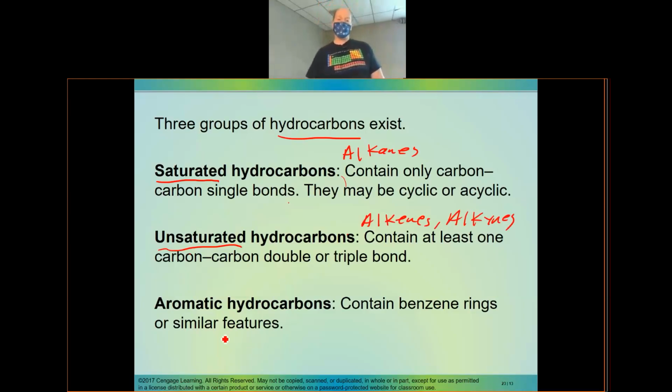Now we have a special type of hydrocarbon called an aromatic hydrocarbon. And an aromatic hydrocarbon contains a benzene ring. So you need to know what a benzene ring is in order to identify an aromatic hydrocarbon. A benzene ring is a six-membered ring that has alternating single and double bonds. All right, so that is benzene.